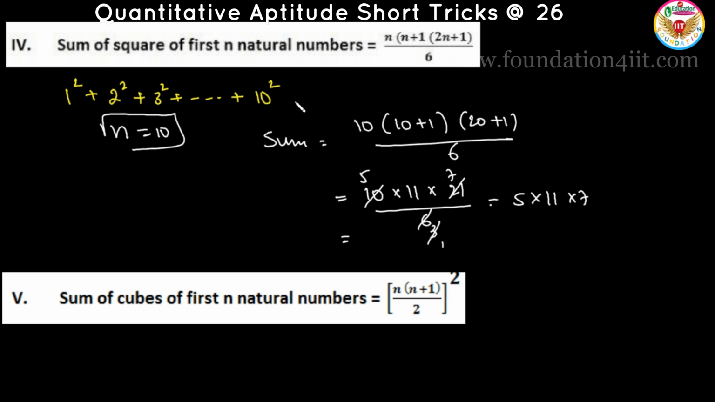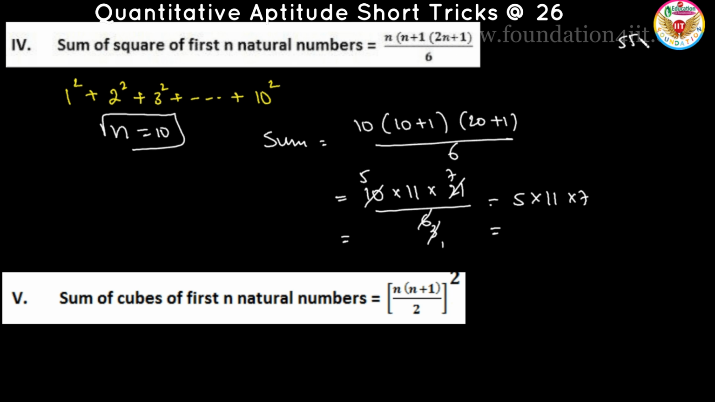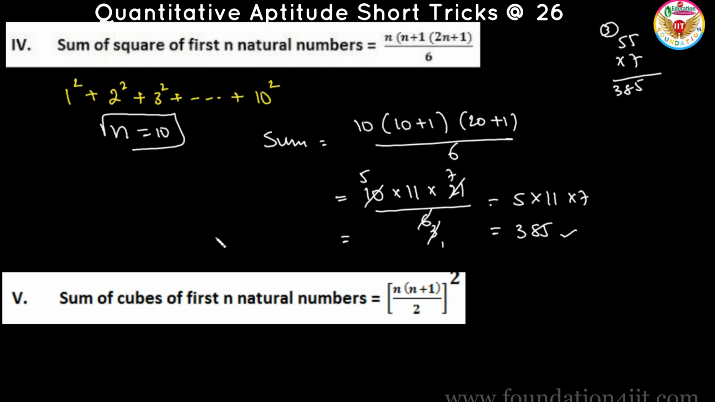That is the sum of the squares of the first n natural numbers. So you can do the multiplication: 5 into 11, so 55. Again multiply with 7, 35 and 35, so 385. This is the total sum of the numbers 1 square, 2 square, 3 square, which means 1, 4, 9 and so on, if you add.